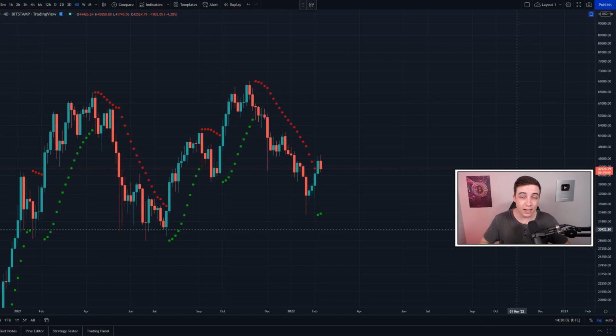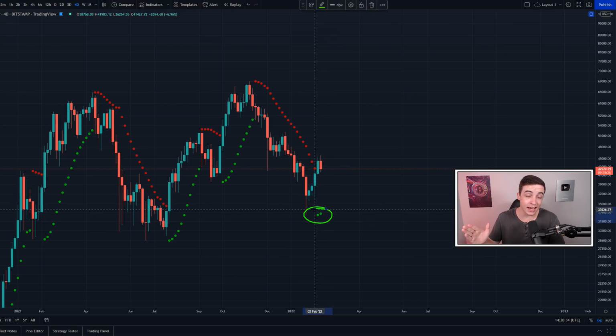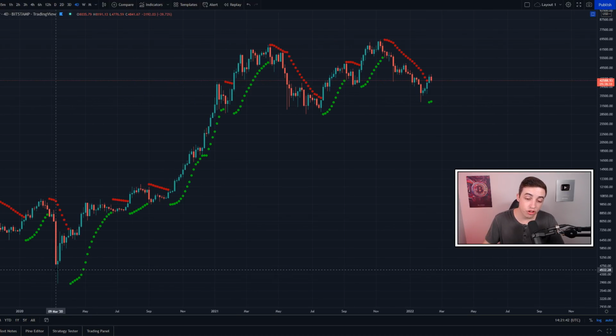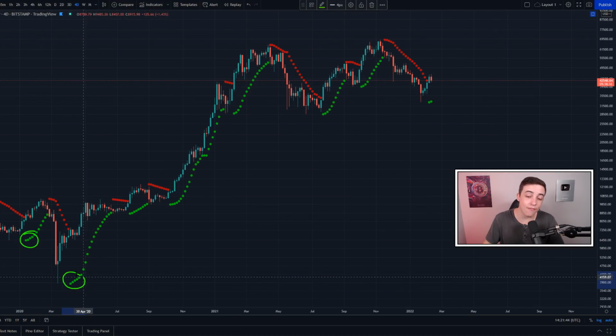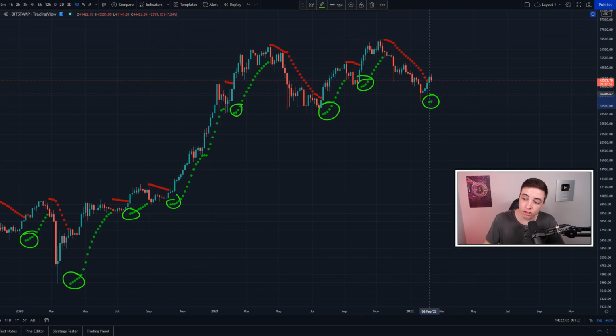And don't forget about the parabolic stop and reverse indicator here on the 4-day time frame for Bitcoin, because only just recently this indicator has flipped bullish, and this indicator, unlike the other indicator, has proven to be extremely accurate on this time frame. If I zoom out on the chart, you can see this for yourself. Pretty much every single time this indicator has flipped into the green, we have almost always seen more bullish price action that has lasted for at least a few weeks, and in most cases a few months, before we see the next major bearish trend.